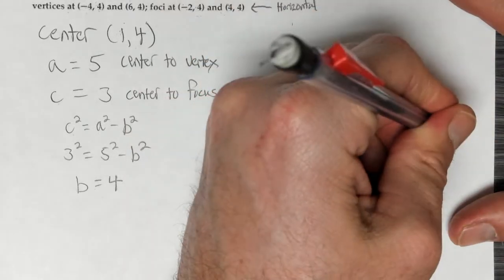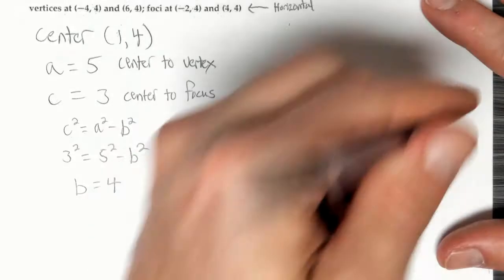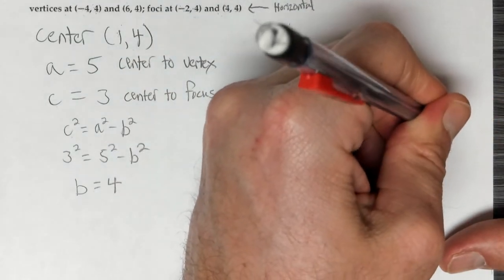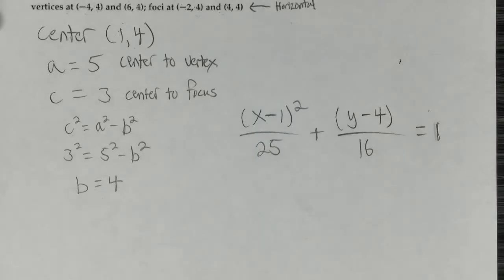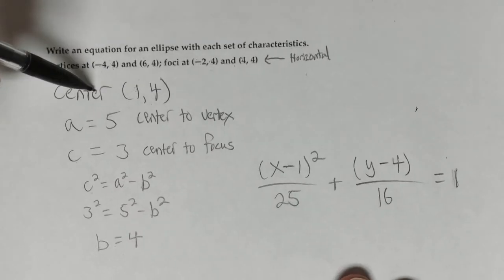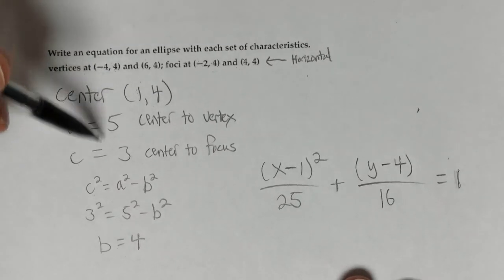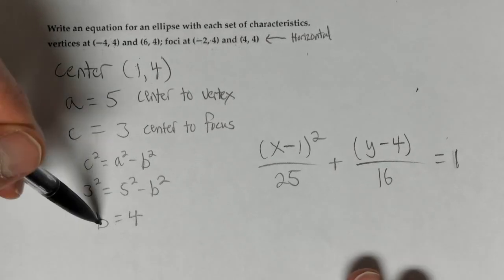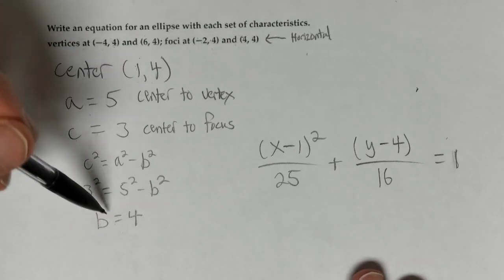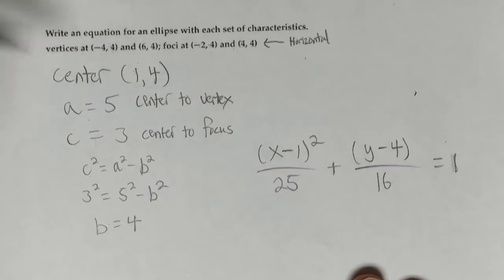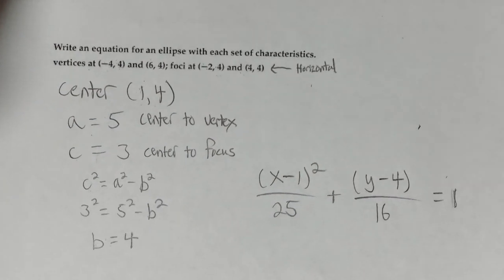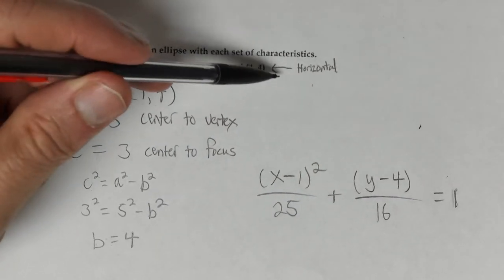So once again, first thing we did was determine the orientation, vertical or horizontal, by looking at the points it gives us. Then using these points, we came up with the center. Okay, we came up with the A and the C. Use this equation to solve for the B. Then we had center, A and B to plug into the correct equation. Like I say, it is important from the very beginning to get the orientation down so you'll know which one of the two forms you're going to be using.